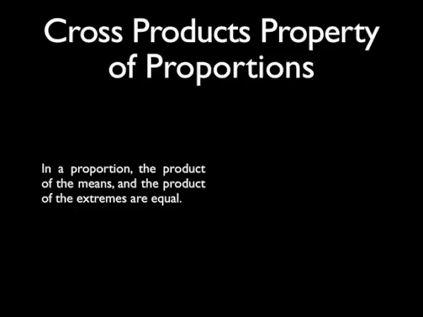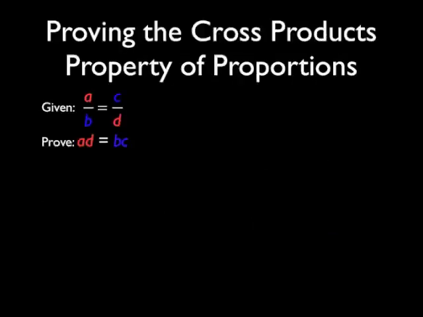So the cross products property of proportions, and remember how I talked about the addition property of equality and adding things to both sides of the equal sign and getting the full name in there? The reason for that is because the cross products property of proportions only applies if you have a proportion. If you do not have a proportion, you cannot use this. So this states that in a proportion, the product of the means and the product of the extremes are equal. So if A over B is equal to C over D, then A times D is equal to B times C. Before we use this, let's go ahead and prove it.